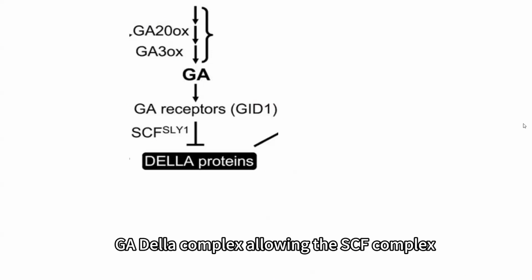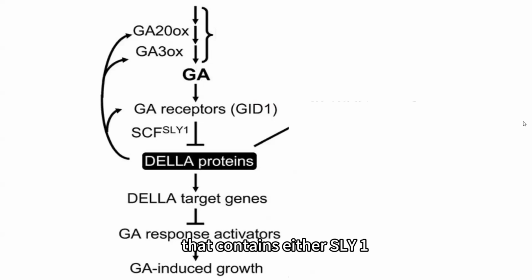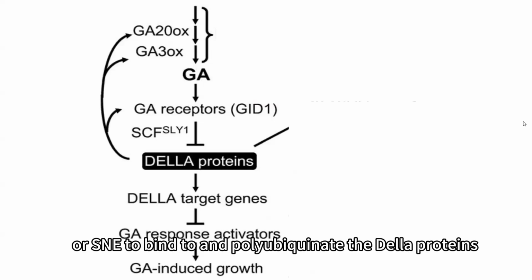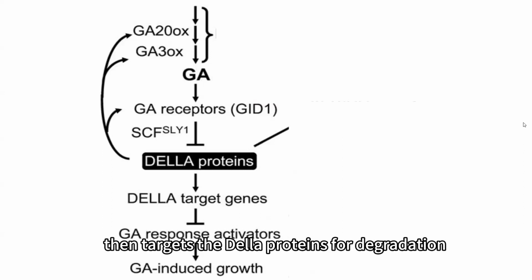This forms a GID1 GA DELLA complex, allowing the SCF complex that contains either SLY1 or SNE to bind to and polyubiquitinate the DELLA proteins. The 26S proteasome then targets the DELLA proteins for degradation.